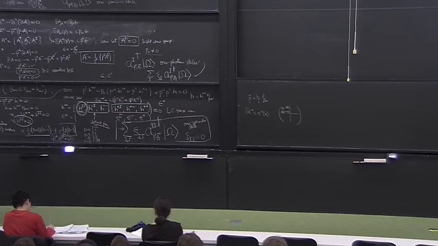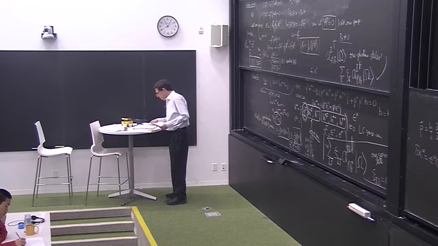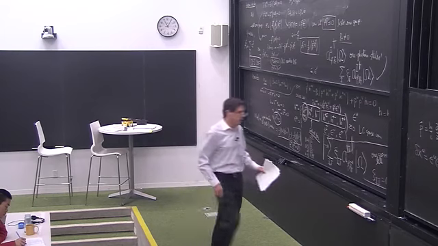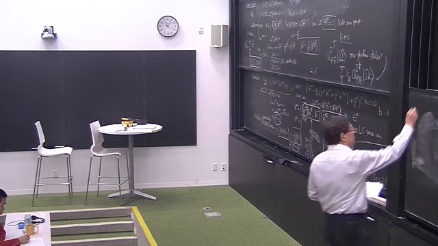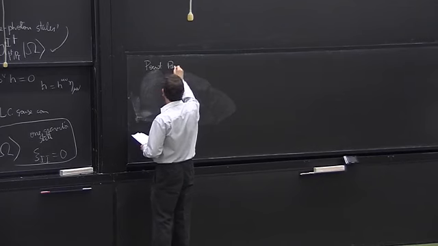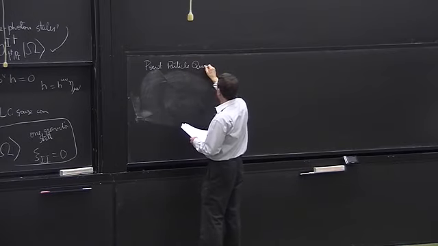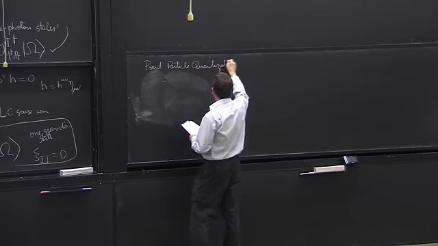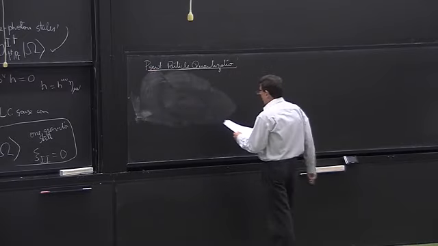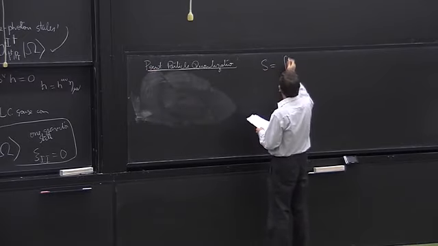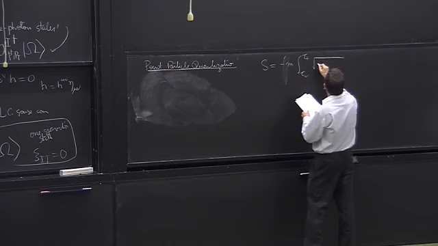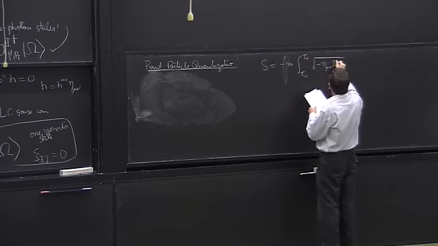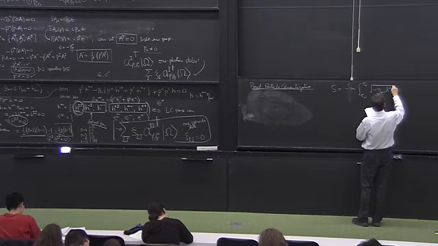Okay, so now let's do the quantum particle. Point particle quantization. So we had an action for the point particle that was minus m, integral from initial tau to final tau of minus eta mu nu x dot mu x dot nu.